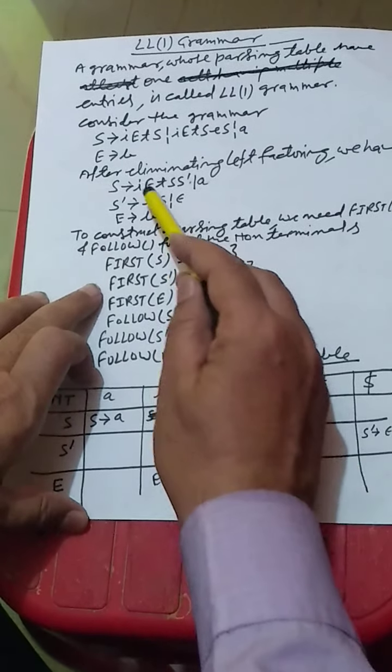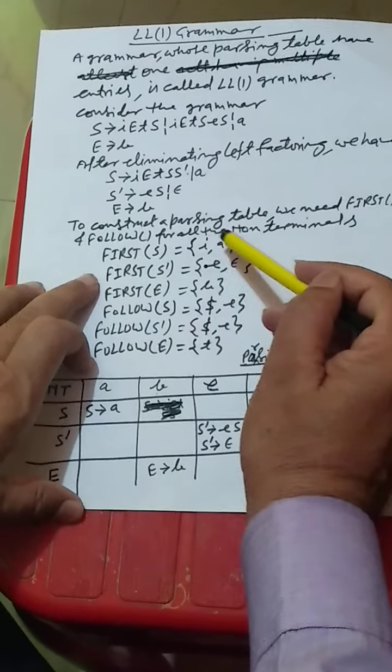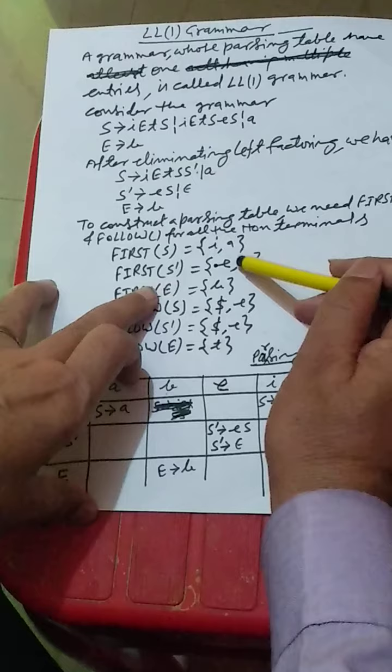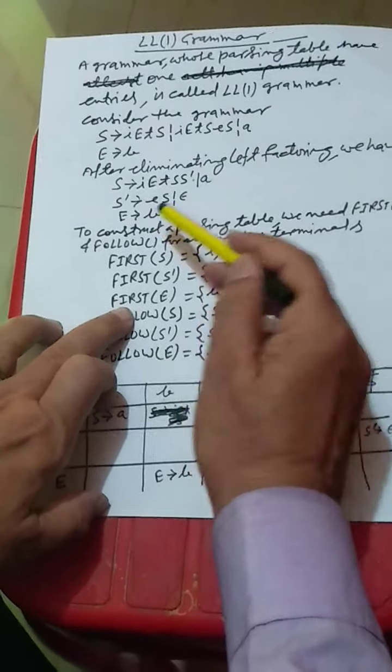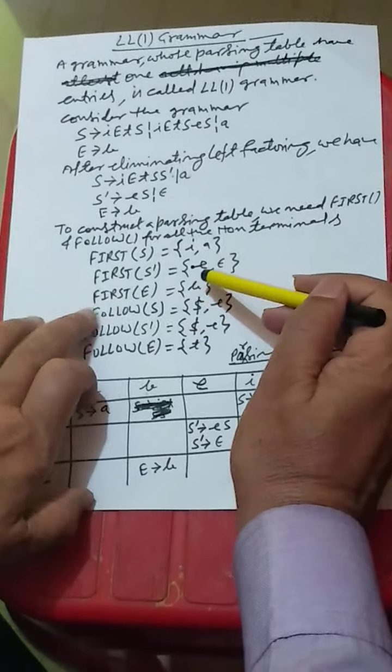First of S of this grammar is I, it is visible from here. This is A, I, A. First of S dash, it is visible, this is E and this is epsilon. First of E, this is the only production, E produces B. So first of E is equal to B.